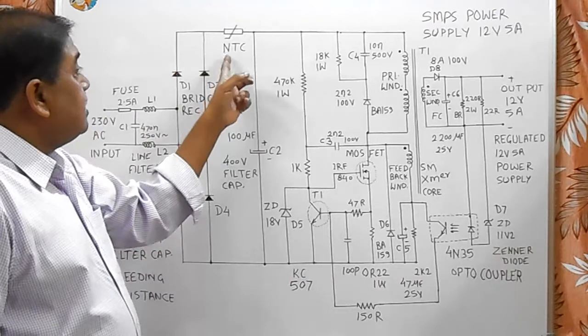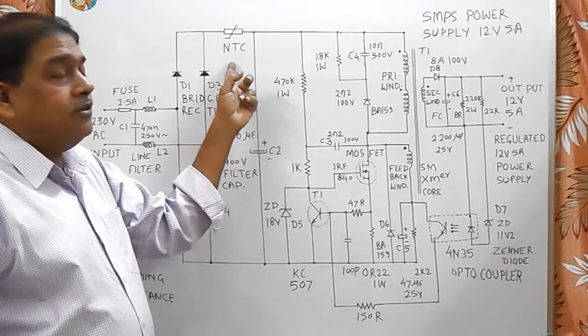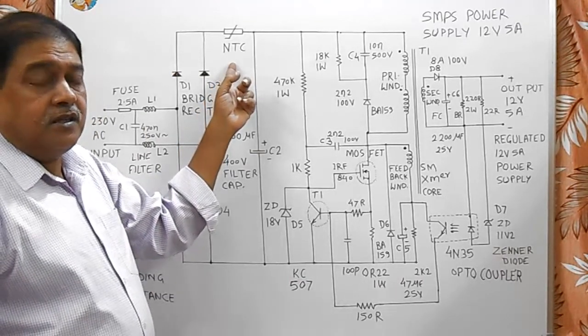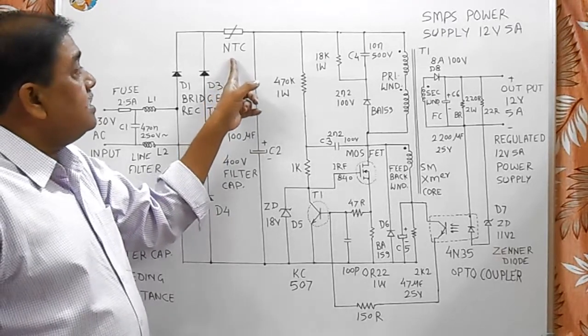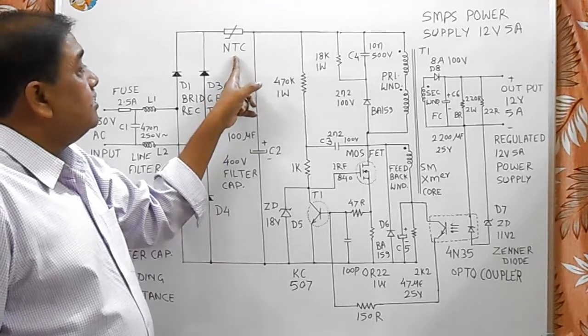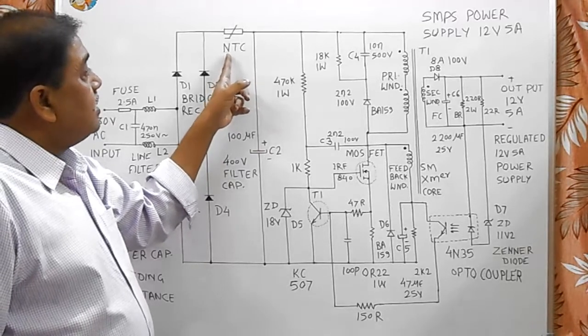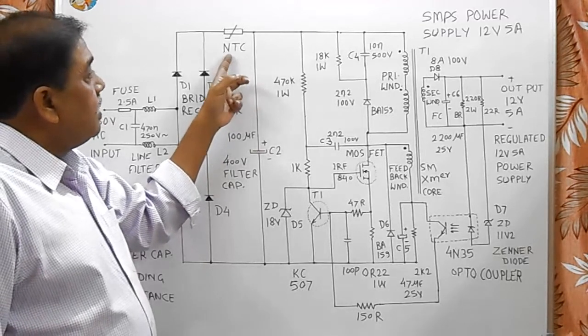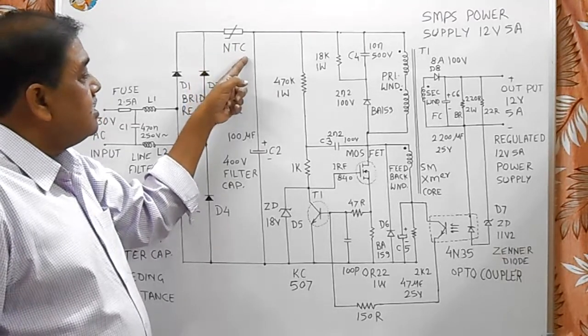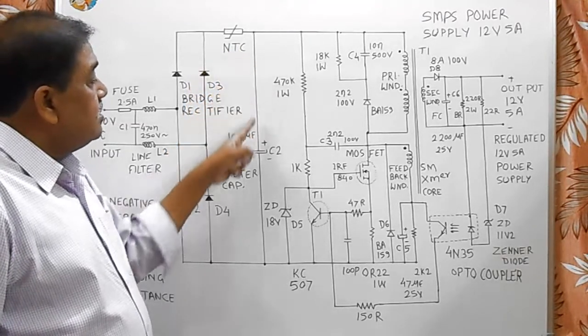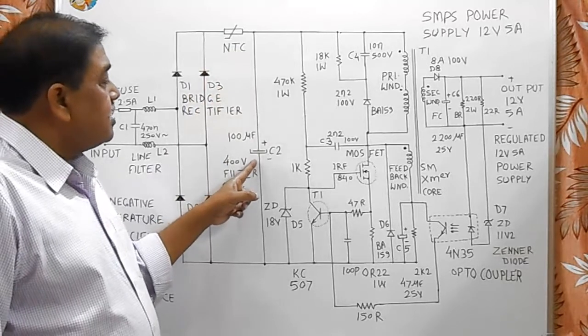Then it is the NTC. NTC is a negative temperature coefficient resistance. Its resistance decreases with the heat. So at starting its resistance is high, and after the current flows its temperature increases and its resistance decreases. So it controls the starting charging current of this capacitor.